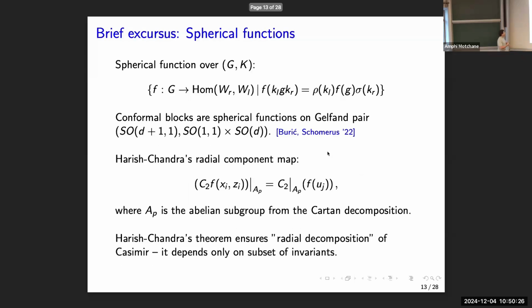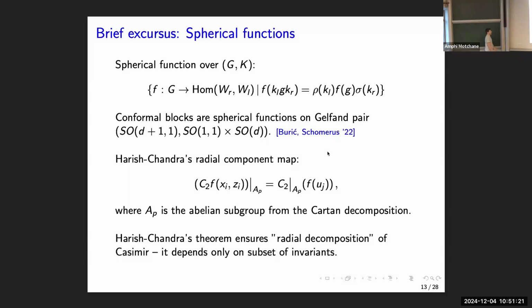Okay, so now let's say why you have this reduction of the differential operator. The reason comes from a tool from harmonic analysis, which are spherical functions. Spherical functions are defined over a pair of groups G and K, where K is a subgroup of G, and they have some covariance property under the action of K. These are the functions called spherical functions, F. We are interested in these definitions because it turns out that conformal blocks are spherical functions over our pair of groups. In this case, it's the conformal group, SO(D+1,1), and the subgroup is dilatations, SO(1,1), times rotations, SO(D).